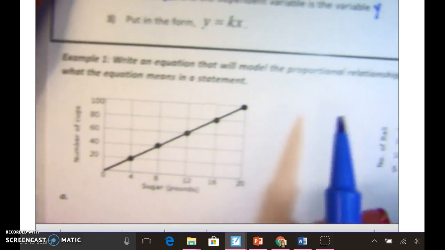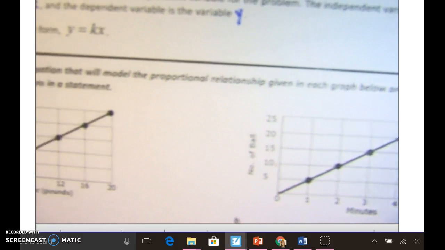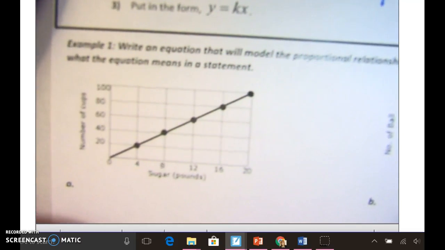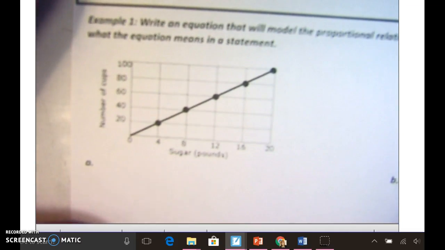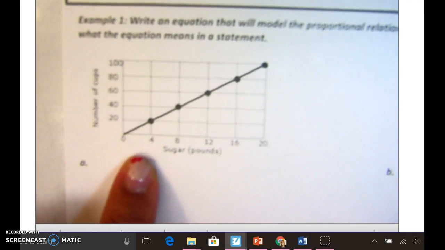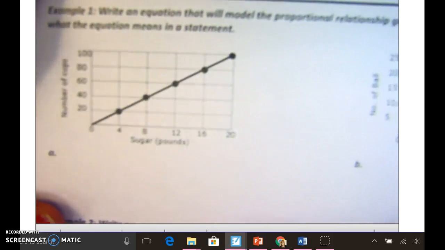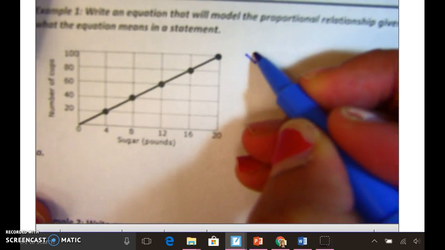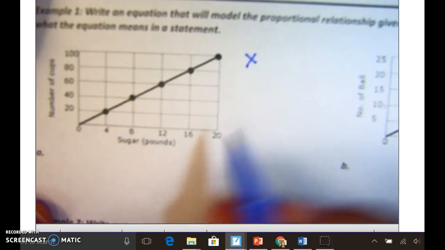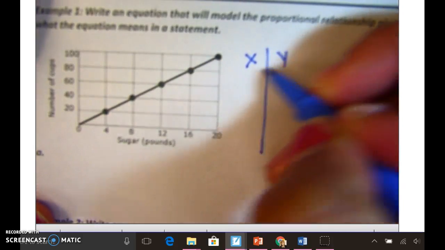Write an equation that will model the proportional relationship given in each graph below, and explain what the equation means in a statement. So here you go. We have a graph of sugar to number of cups, and I can make a table from this. The x is always along here, and the y is always the value here.